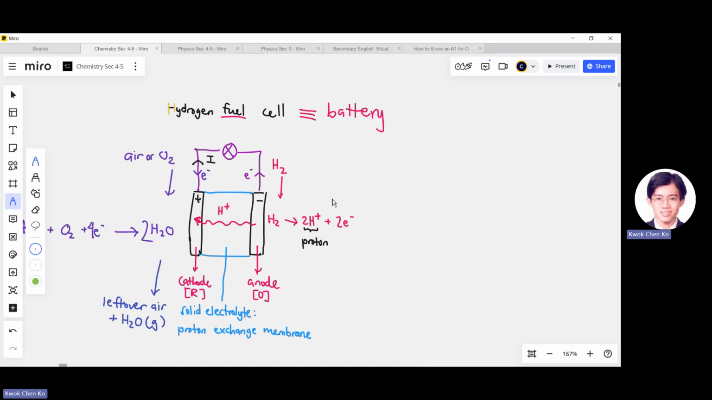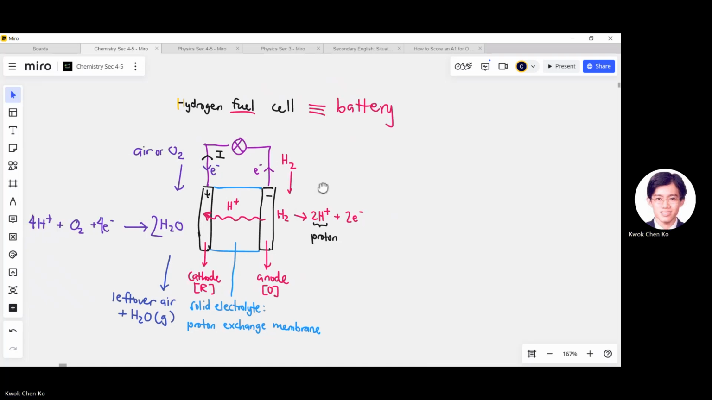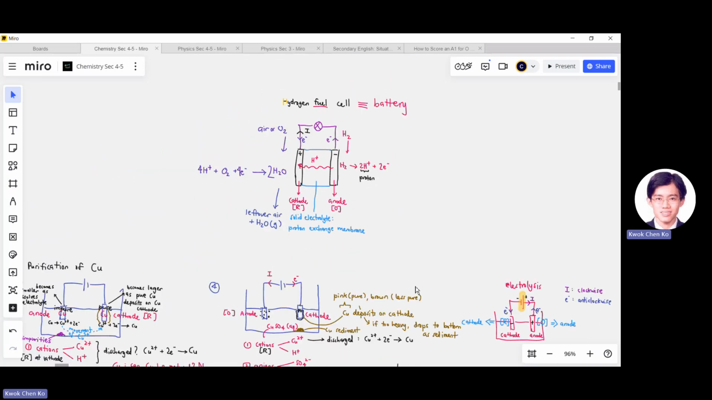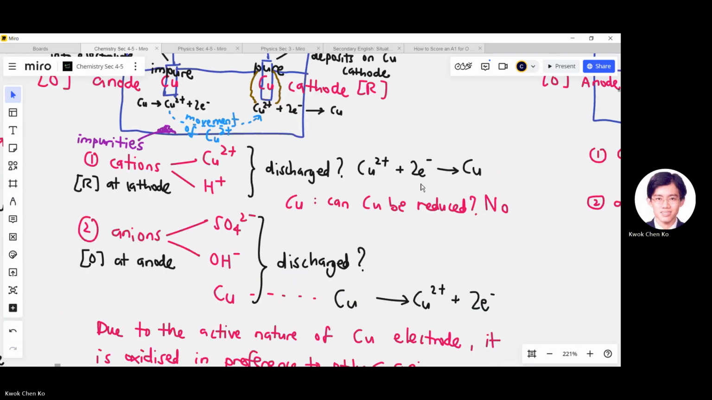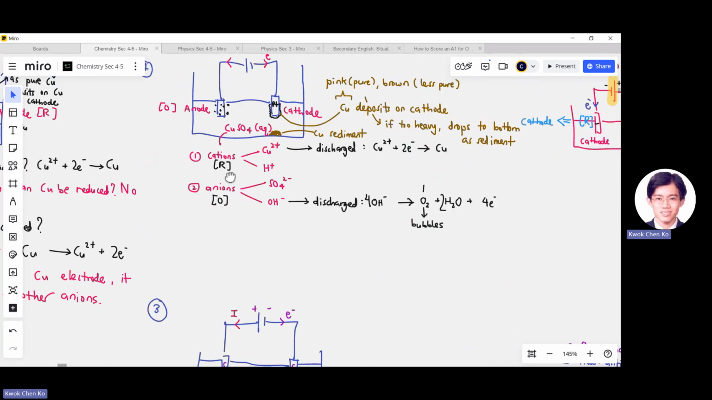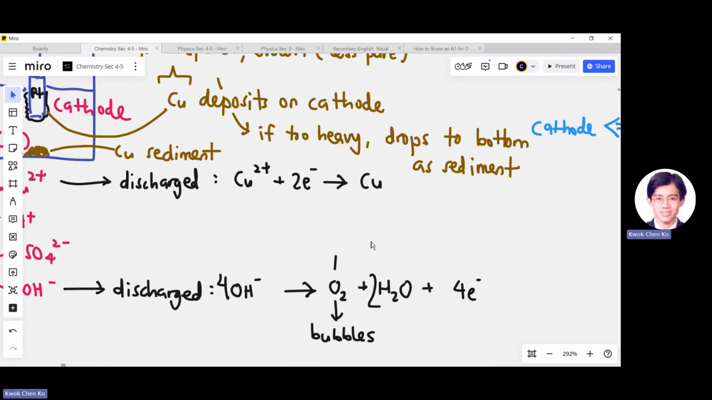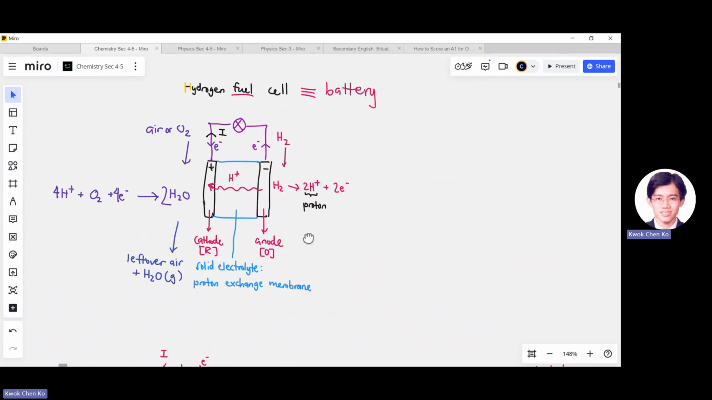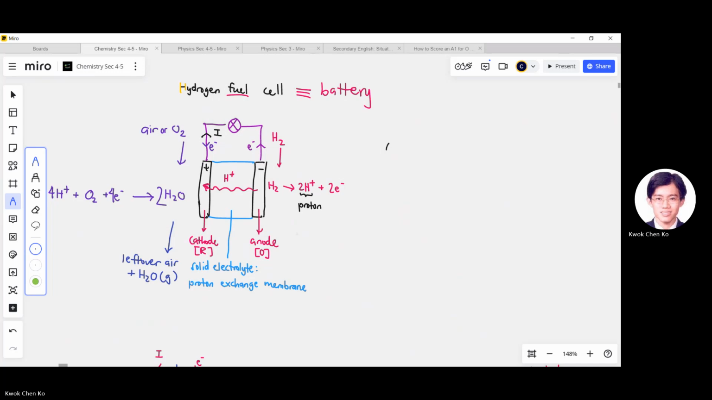Okay, one last thing which may come up for your school. Now, you notice, look at all these reactions. Electron, electron, electron, electron. All these equations have electrons inside. But what if they ask you this? Go back to the hydrogen fuel cell. The question asks you to write the overall equation. How are you going to write it? It may come up.